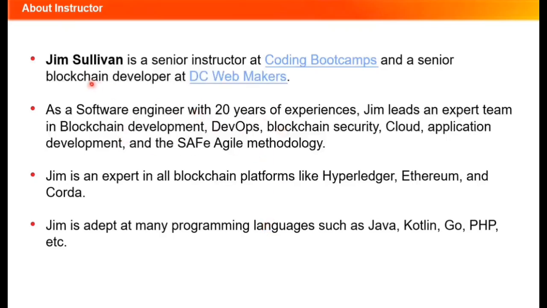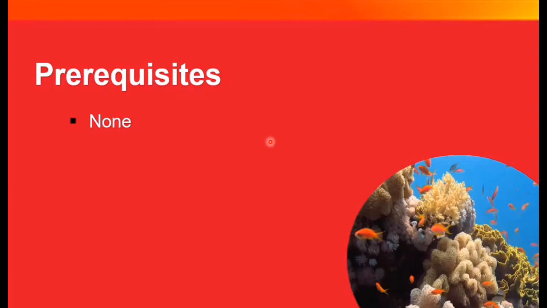A little bit about myself. My name is Jim Sullivan. I am a senior instructor at Coding Bootcamps and also a blockchain developer at DC Webmakers. As a software engineer, I've worked with blockchain development, DevOps, blockchain security, cloud, application development, and the SAFe agile methodology. The blockchain platforms I've worked with are Hyperledger, Ethereum, and Corda. And I am also a programmer, and some of my skills span Java, Kotlin, Go, PHP, and .NET. There are no prerequisites for this course.